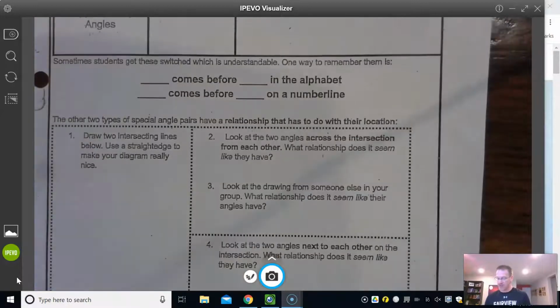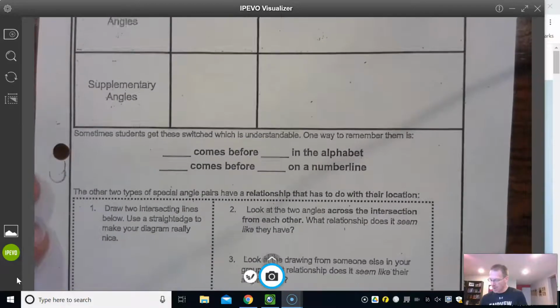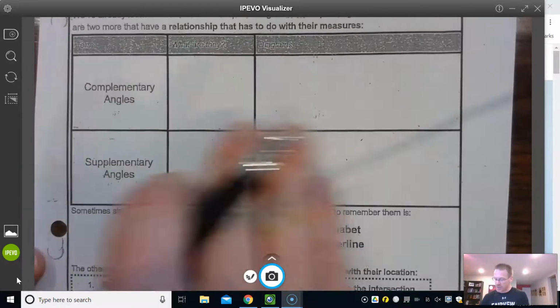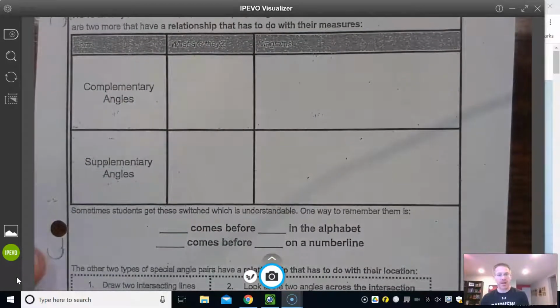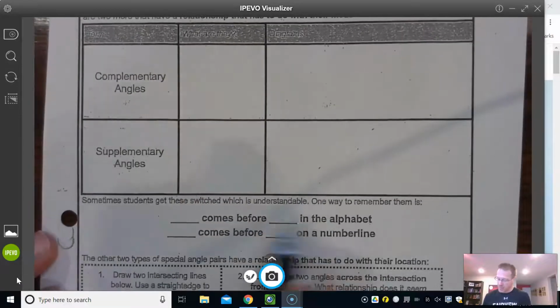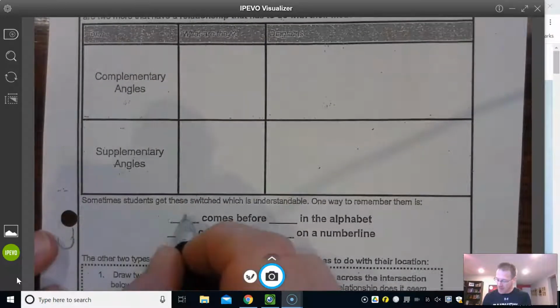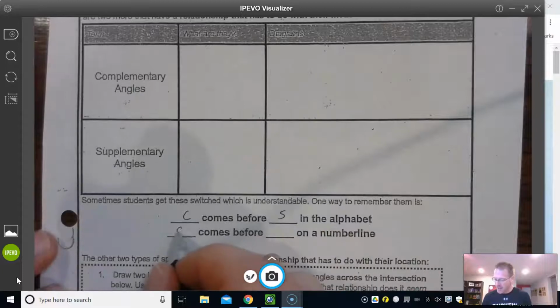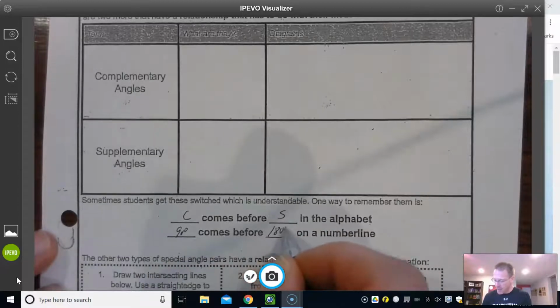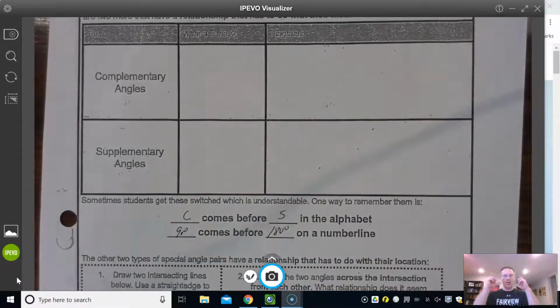So let's flip the page and look at page 121. Now this is really just what we did. I'm going to go ahead and skip that for now. So notice when we think about complementary, C comes before S and 90 comes before 180 degrees. So just to help you remember, complementary is 90, supplementary is 180 degrees.